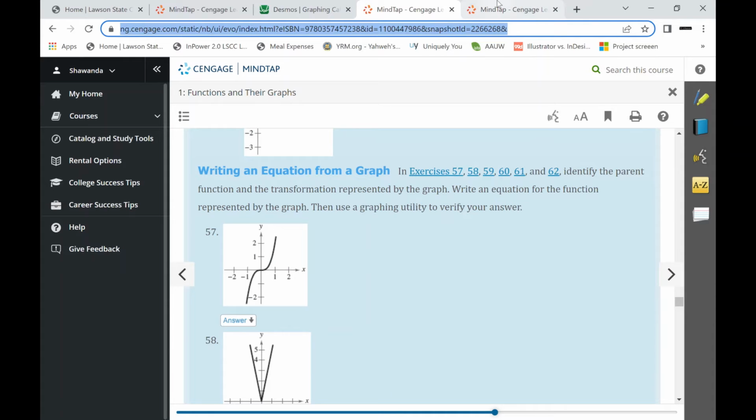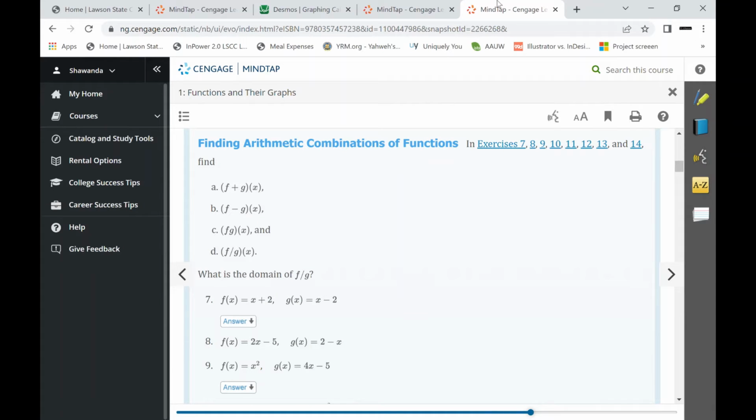Let's move on to a problem in 1.8. Let's look at finding arithmetic combination of functions, but let's focus more on f / g of x. So when you see this slash, just know that it means division. It's another way we write division. And what is the domain of that f divided by g?